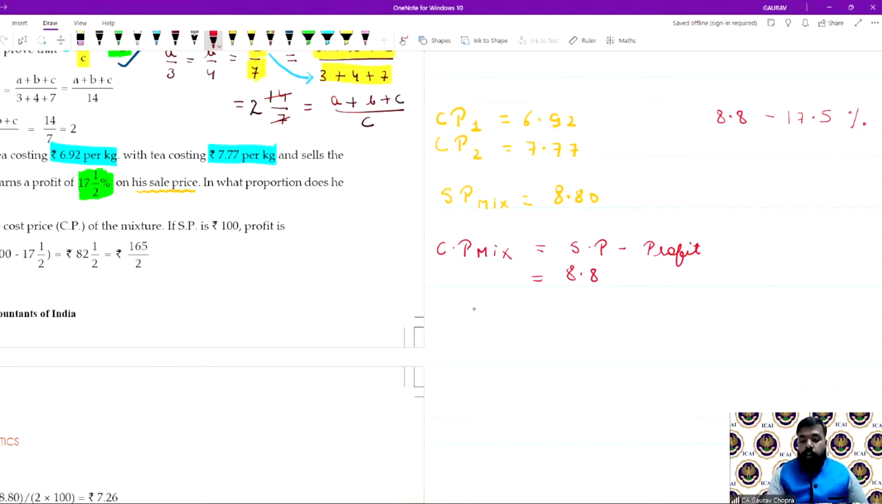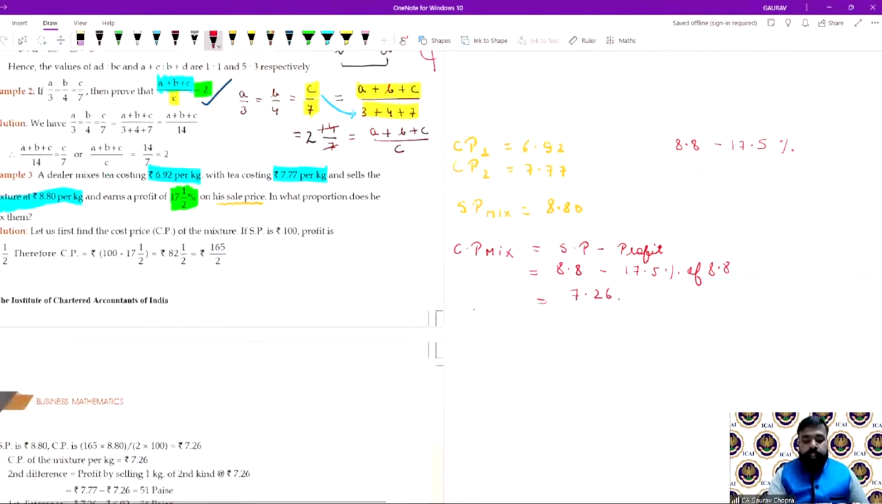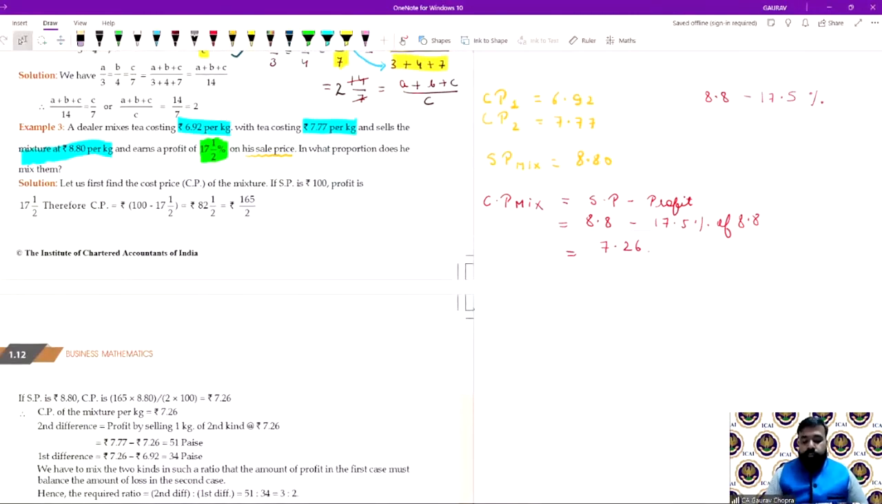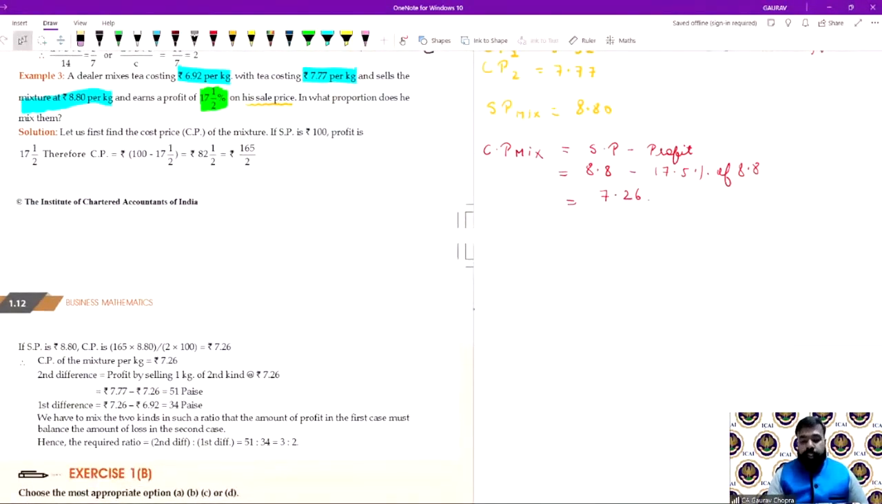Selling price minus profit. So we are subtracting 8.8 minus 17.5% of 8.8. On the calculator, you can do directly 8.8 minus 17.5%. Most of you have given the answer, that is 7.26. This is the cost price of the mixture.